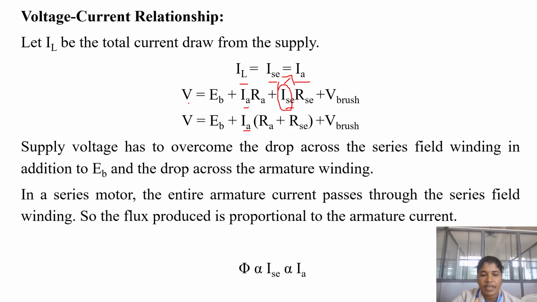In the series field winding, the flux produced is proportional to the armature current. ISE is directly proportional to IA, so phi is directly proportional to ISE, and phi is directly proportional to IA.